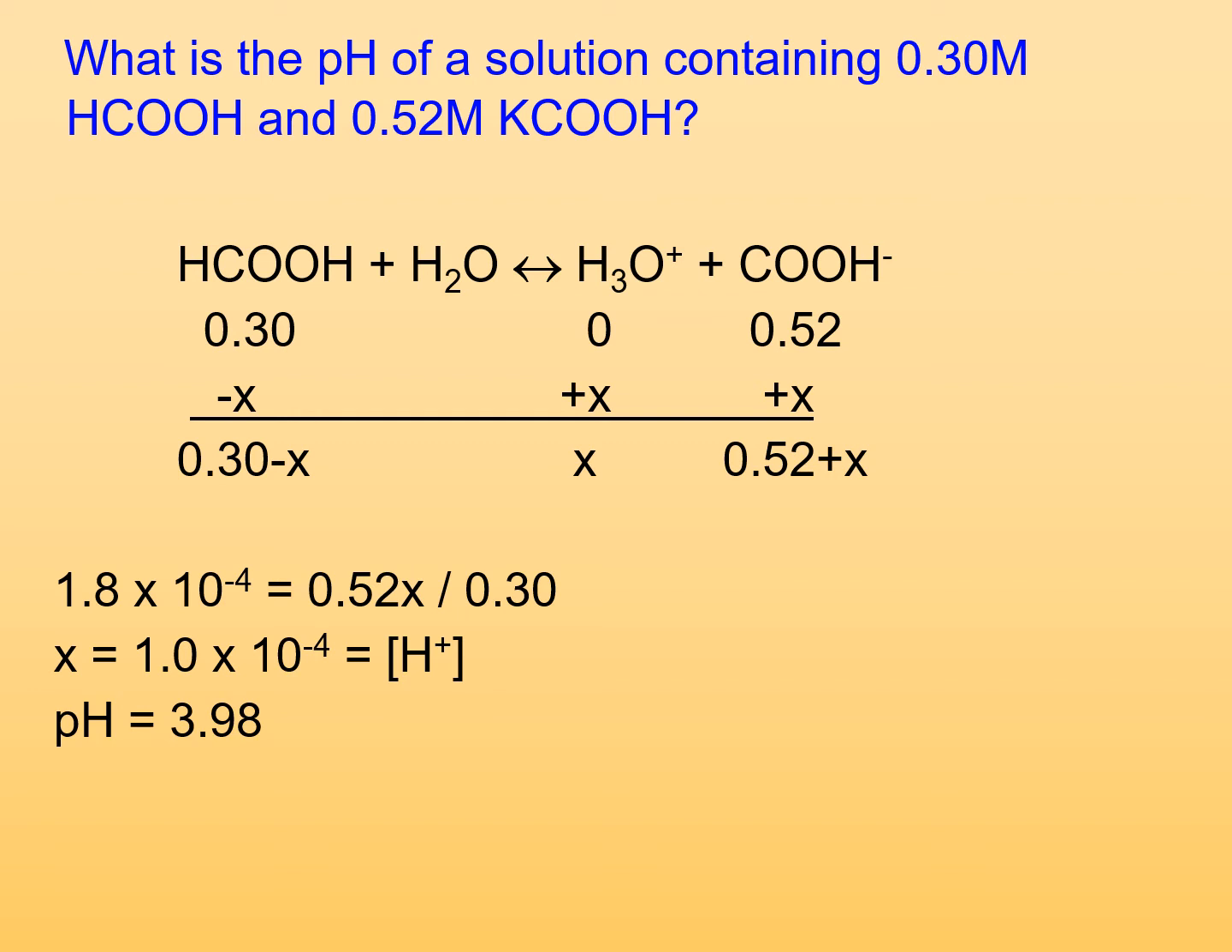So the pH did indeed go up because equilibrium was shifted more towards the left. We did not produce as much of the ions as we did in the original equation where only the acid was present.